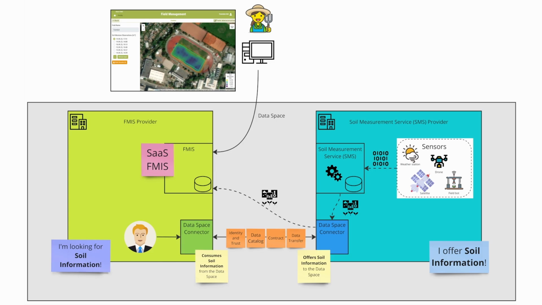The FMIS provider is interested in soil information. The soil measurement service provider is willing to share soil information under certain conditions. A dataspace might provide them with an adequate vehicle to find each other and collaborate in a secure and trustful way.